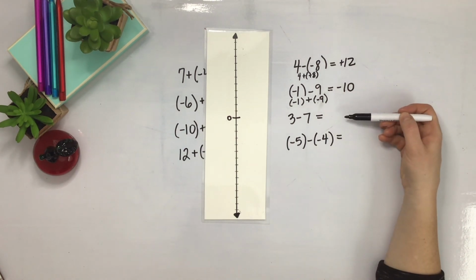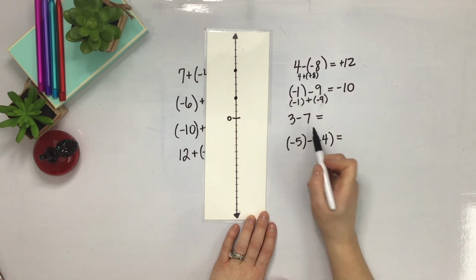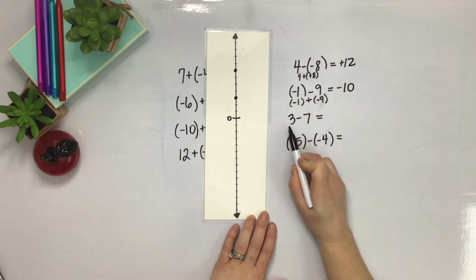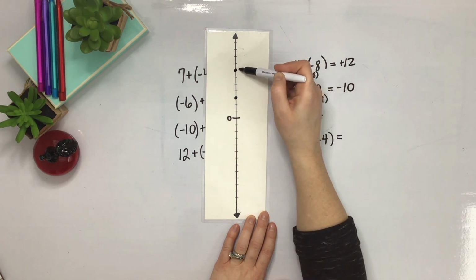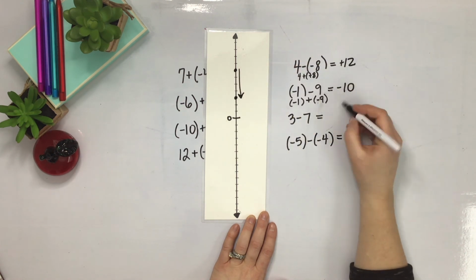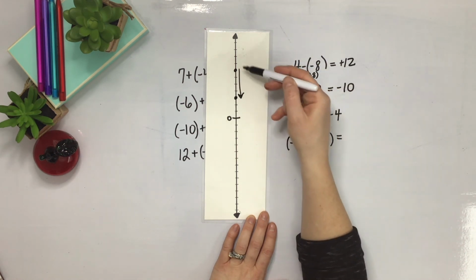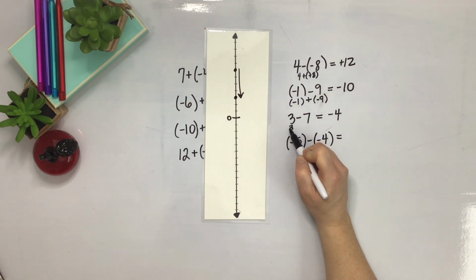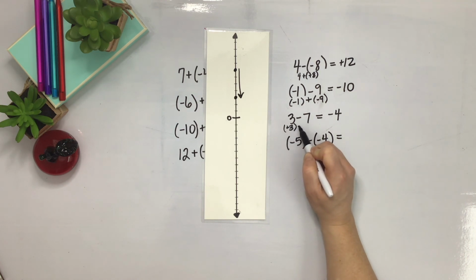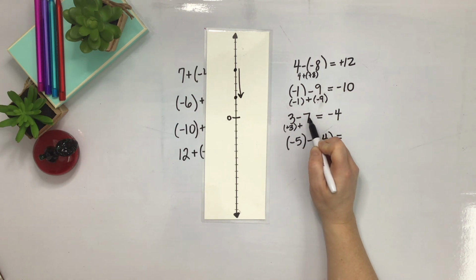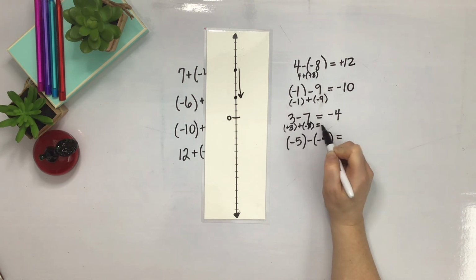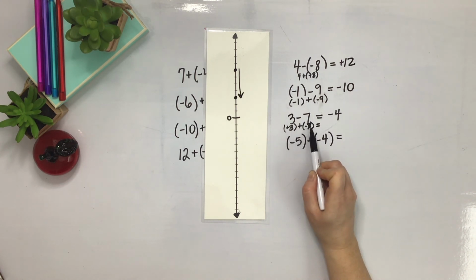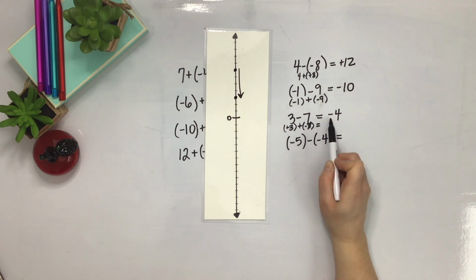Okay, 3 minus 7. Trying to find the difference between 3 and 7. That's a positive 7. That's a positive 3. What's the difference between the positive 7 and the positive 3? It's a negative 4, because I'd have to go down 4 to get there. If you'd like to rewrite this as an addition question, this 3 is still a positive 3. I'm going to add instead of subtract. And this 7, which was positive, I'll have to turn to negative. So a positive 3 and a negative 7. Overall, team negative wins by 4 points.